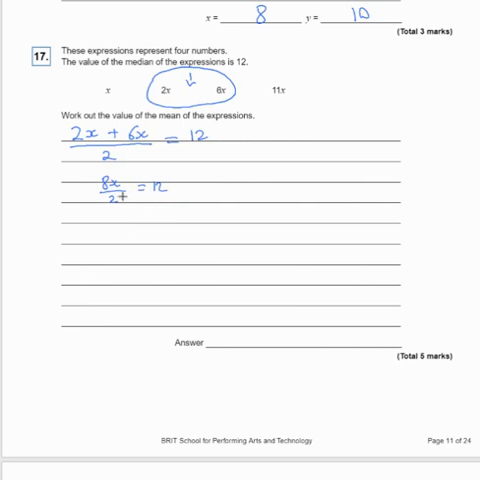Okay. And then if I do 8x divided by 2, that's 4x. So 4x equals 12. Divide both sides by 4, I get x is equal to 3. Now I have that the numbers are, instead of x, 3. And the next number, instead of 2x, is 2 times 3, which is 6. And the next number, instead of 6x, is 6 times 3, which is 18. And the next number, instead of 11x, is 11 times 3, which is 33.